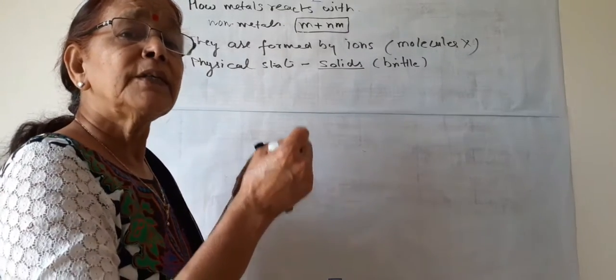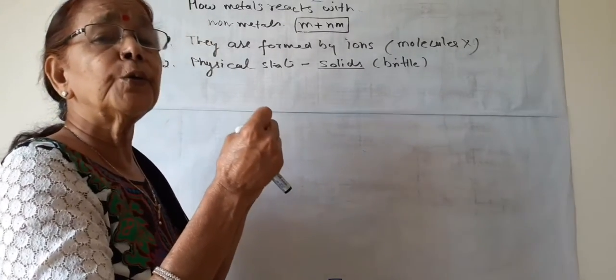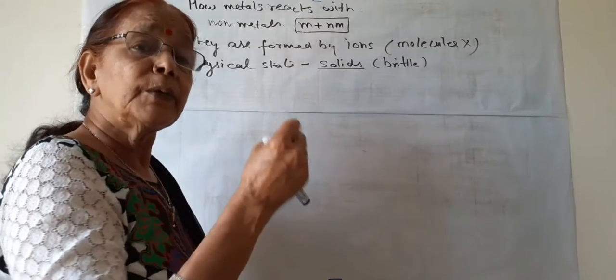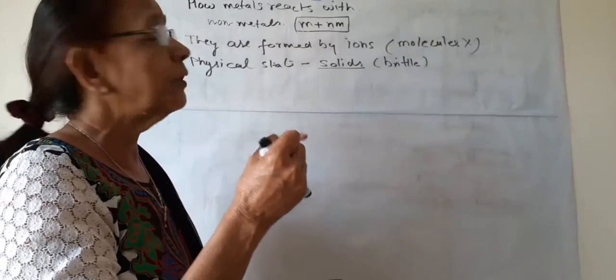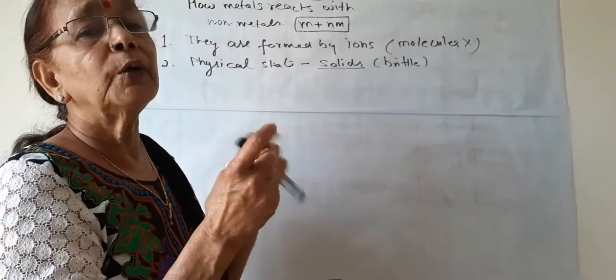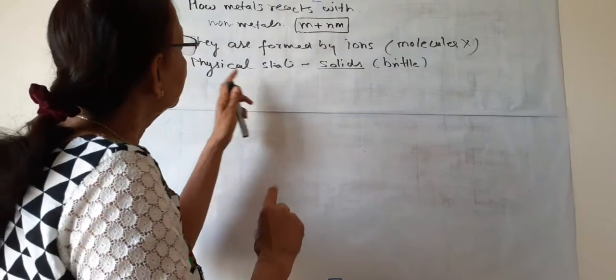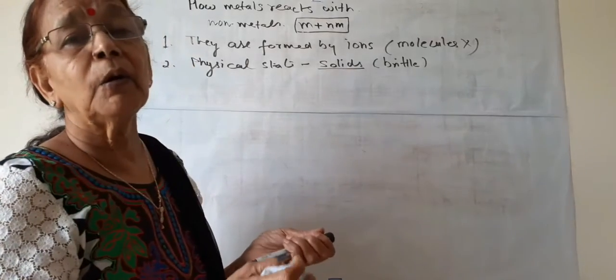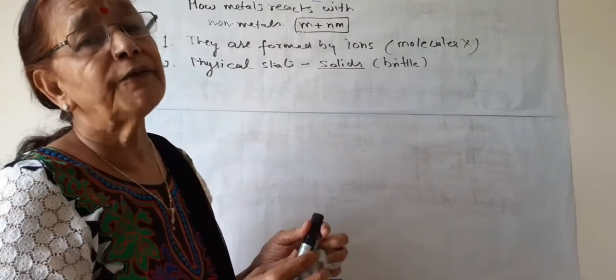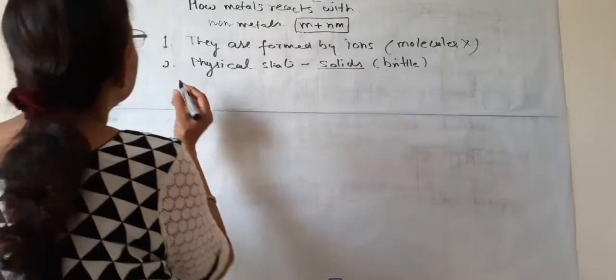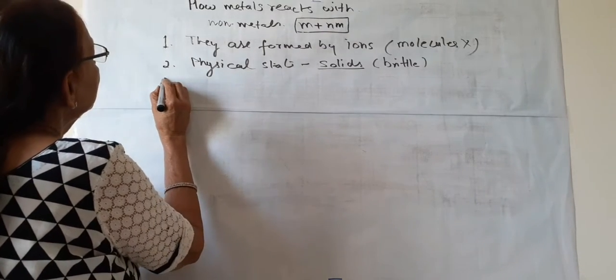Due to this strong electrostatic force of attraction, a bond is formed known as an ionic bond or electrovalent bond, and due to this strong bond, they are always solid in physical state. So this is the second point, and the third is about solubility.